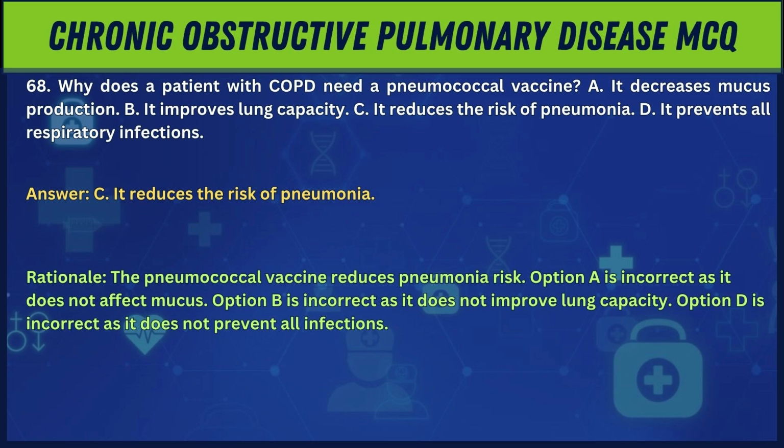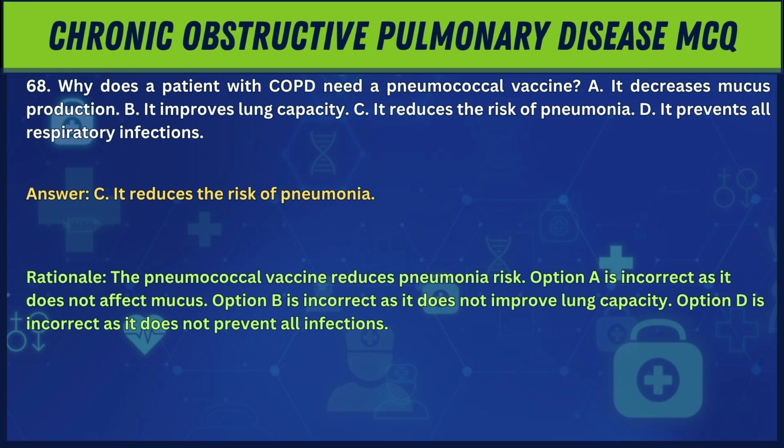68. Why does a patient with COPD need a pneumococcal vaccine? A. It decreases mucus production. B. It improves lung capacity. C. It reduces the risk of pneumonia. D. It prevents all respiratory infections. Answer: C. It reduces the risk of pneumonia.